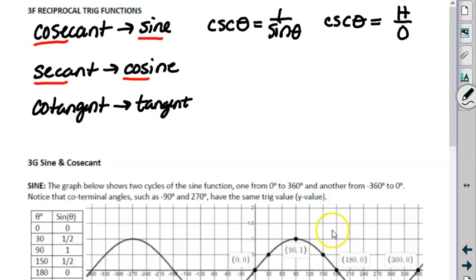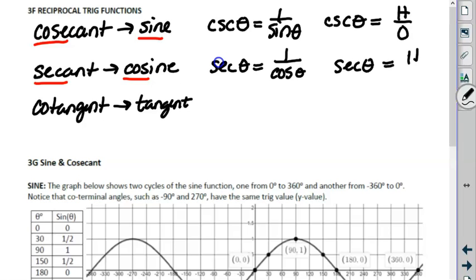For secant, it's abbreviated SEC. Secant of theta is 1 over cosine of theta. If we were finding the ratio of two sides for cosine, I wrote that down wrong. For secant, it would be hypotenuse over adjacent.